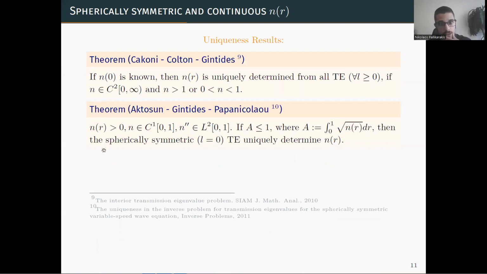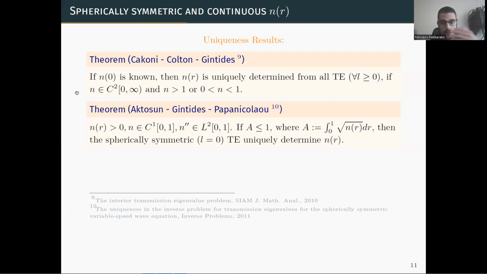First is the result of the paper of Aktosun, Colton, in 2010, which says that given the value of the refractive index at the origin, and provided that the refractive index is either higher or lower than 1, the refractive index can be uniquely determined by the knowledge of all transmission eigenvalues. And here we assume knowledge of the infinite sequences of all orders. And also we assume that the refractive index is a C2 function.